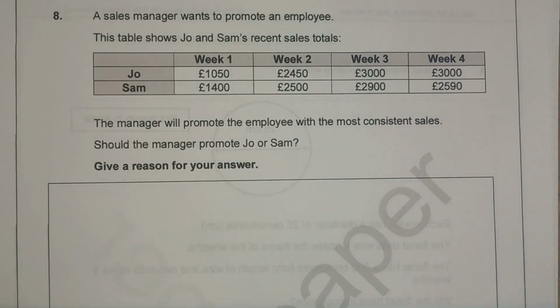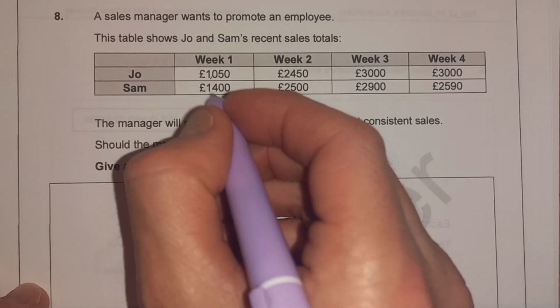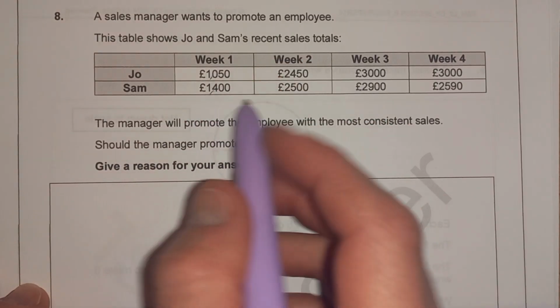Question 8 for 3 marks. A sales manager wants to promote an employee. This table shows Joe and Sam's recent sales totals. So we've got, in week 1, Joe had sales of £1,050, Sam had sales of £1,400.